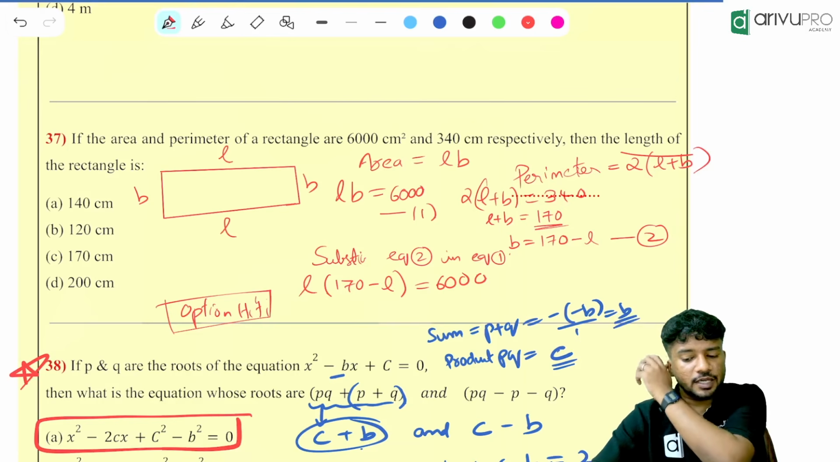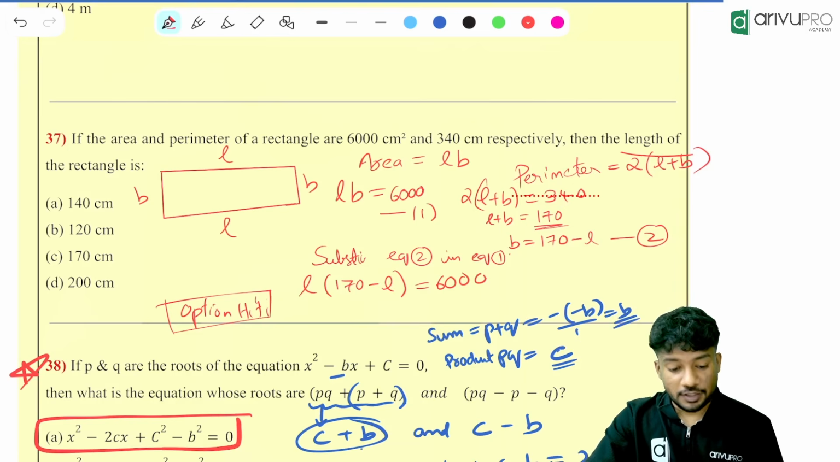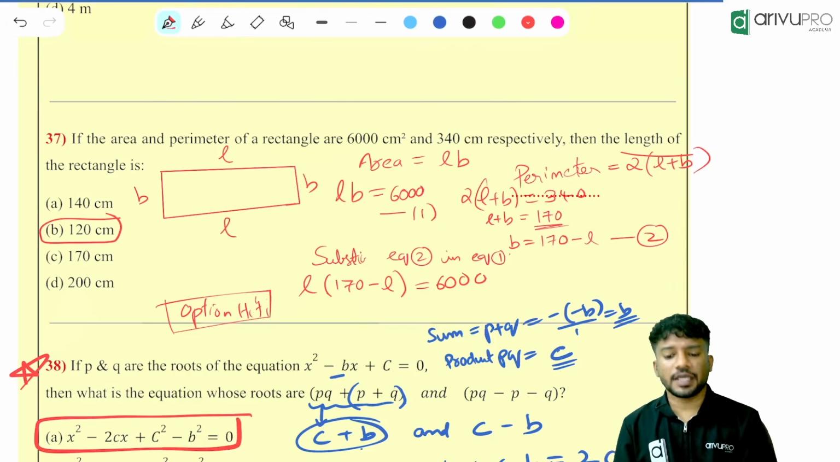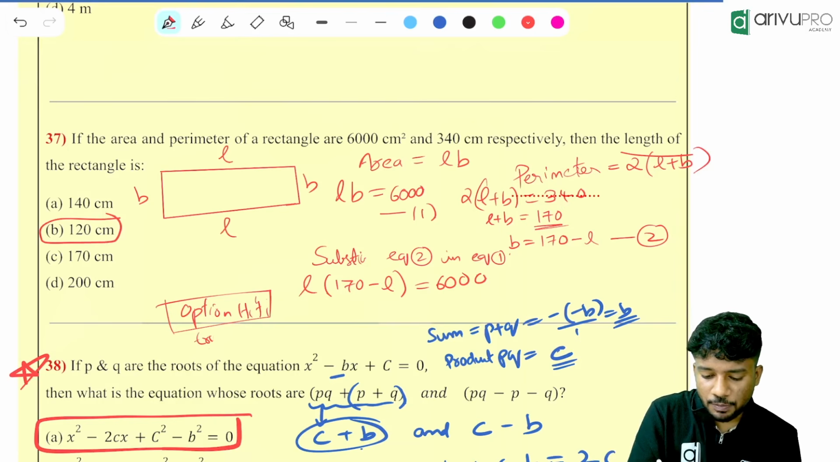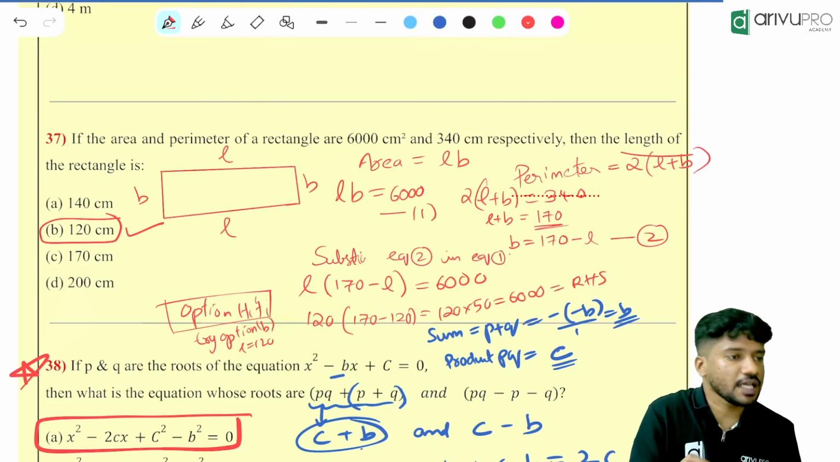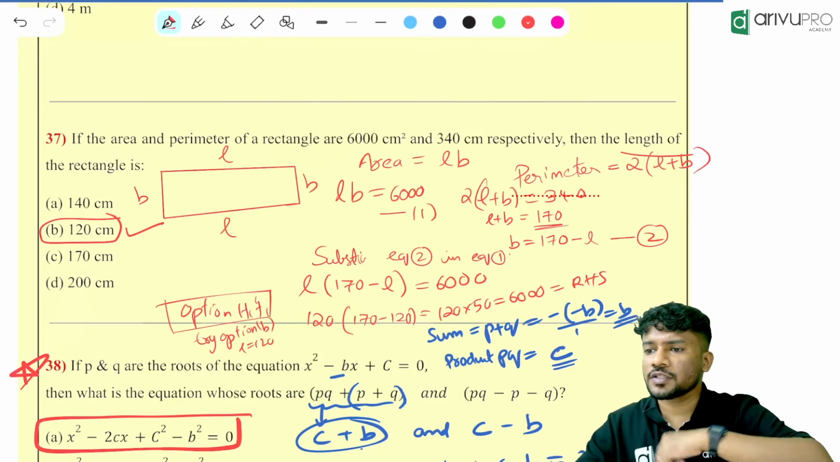Check. RHS is how much over here, people? 6000. So check one L value, that will give you the answer. Check option B. Try option B. That means L is equal to how much? 120. That means 120 into (170 minus 120), which is equal to how much? 120 into 50, which is equal to 6000, which is equal to what? RHS. Which option is the answer, people? Option B is your answer.